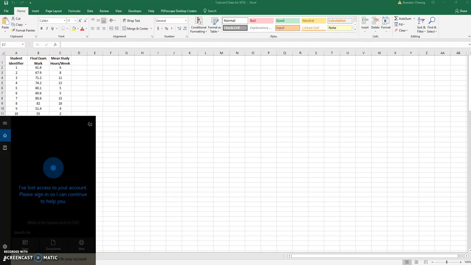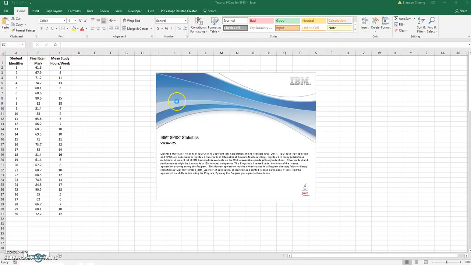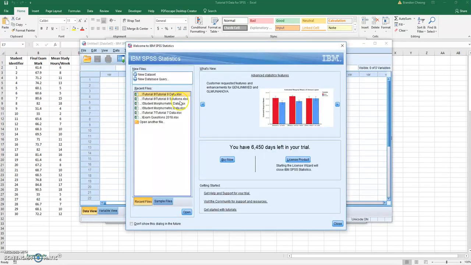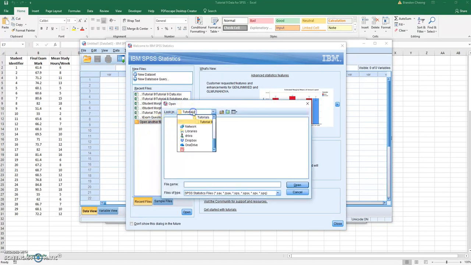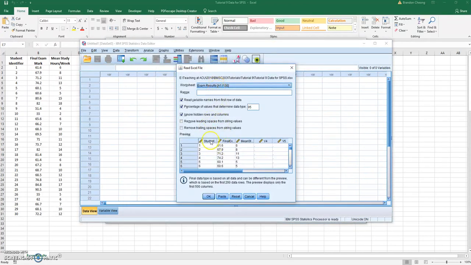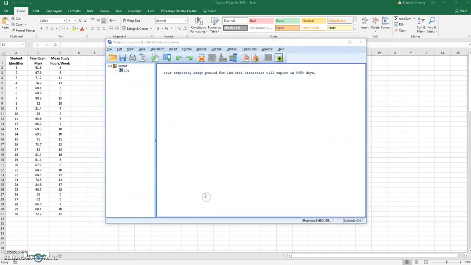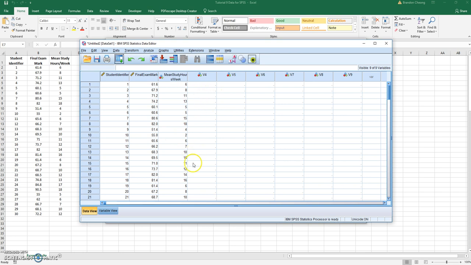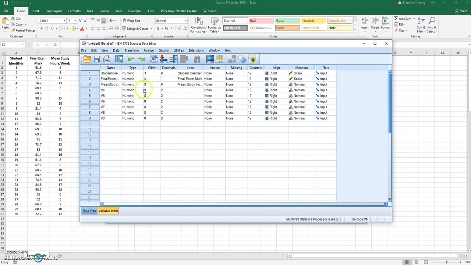Okay, so the first thing we're going to do is go into SPSS. Now I'm going to open up this file in Excel, and it's going to come up with exam results, and we can go OK. Both the two variables that we're interested in need to be numeric, and they are, and they both need to be scale. So we've got final exam and mean study.